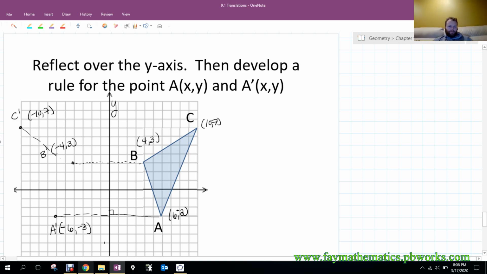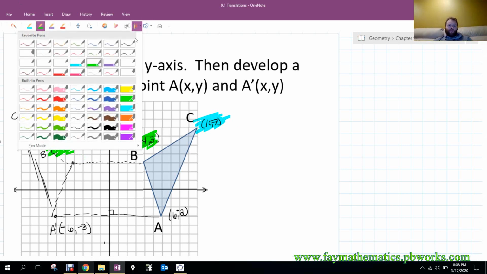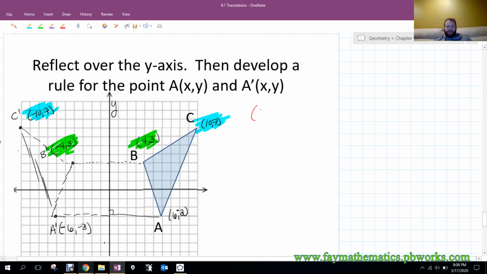And we connect them. Again, you see you get the same shape. But let's compare the ordered pairs. How do these two ordered pairs compare? And how do A and A prime compare? If A is my x coordinate and B is my y coordinate on my pre-image, what do I get on my image?